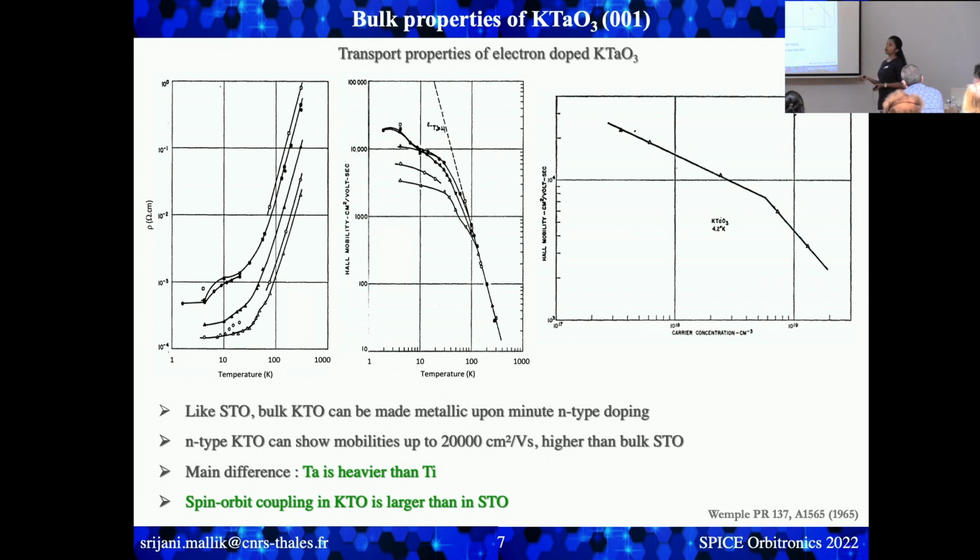Now, why we chose KTO over STO: the motivation for choosing this material is the presence of tantalum. We know tantalum is heavier than titanium, so we think that the spin orbit coupling in KTO should be much larger than in STO. This is why we started working on this.